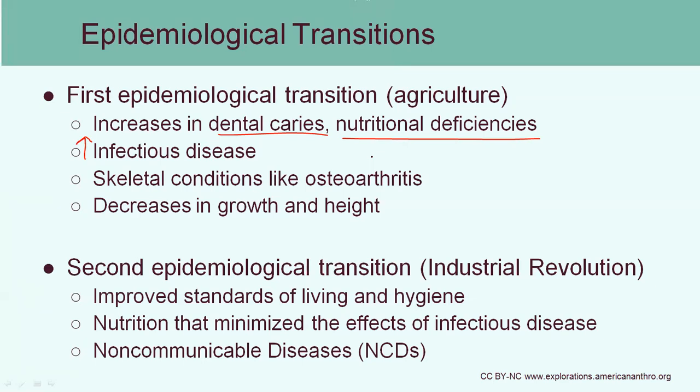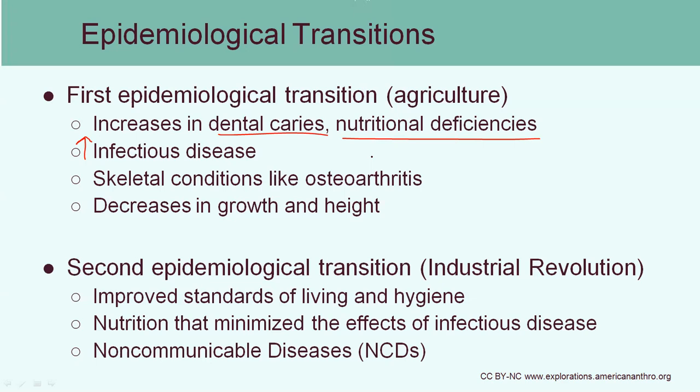Skeletal conditions such as osteoarthritis historically would not have been associated with obesity, but would have been due to the hard physical labor required in farming and in carrying things. So that's why our ancestral species would have had that. And we also see decreases in growth and height.